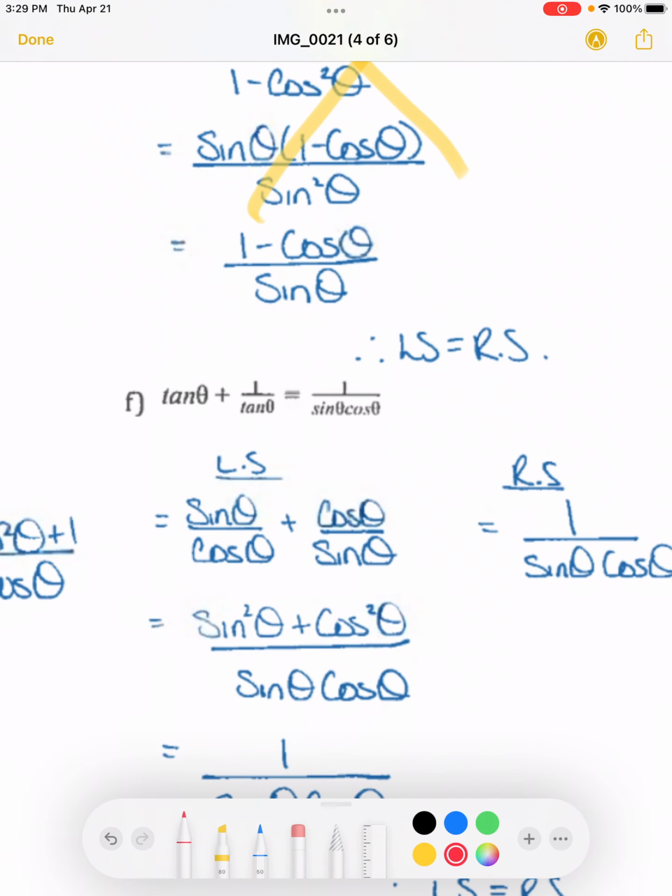This last one on this page is a little tricky. You get sine over cos for tan, and here it's 1 over tan, which is cotangent, or cos over sine. So tan is sine over cos, but you flip it to get cos over sine. And when you want to add them together, you need a common denominator, which would be sine cos.